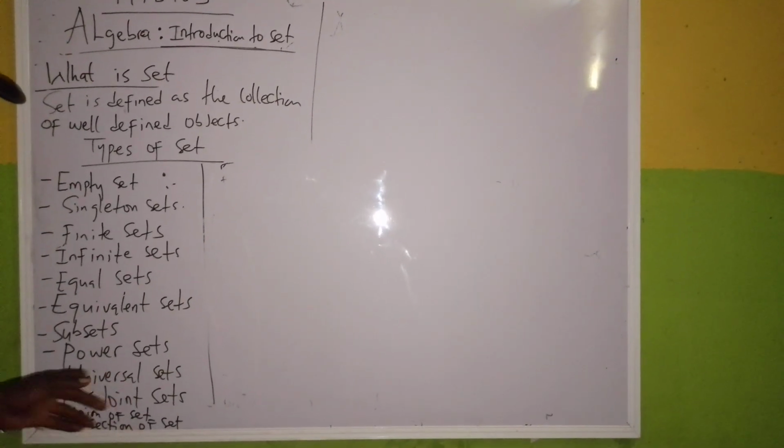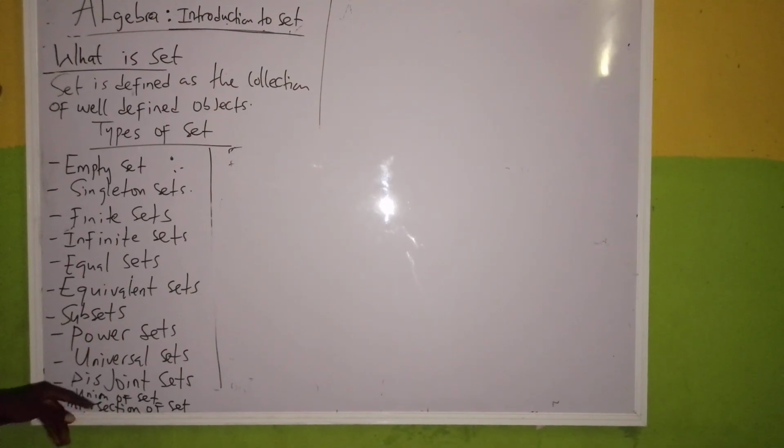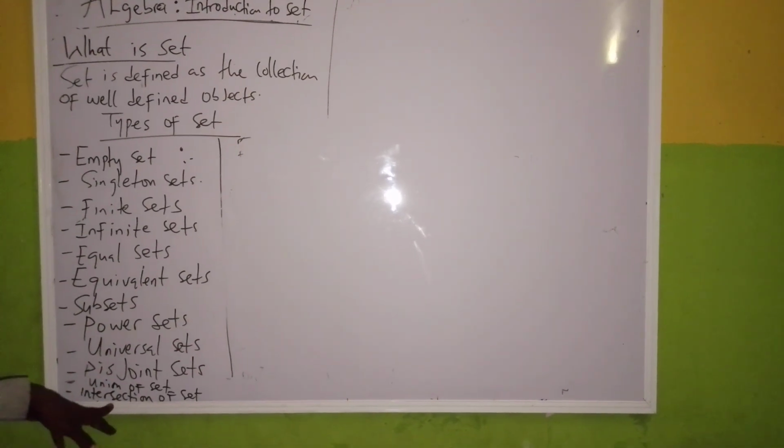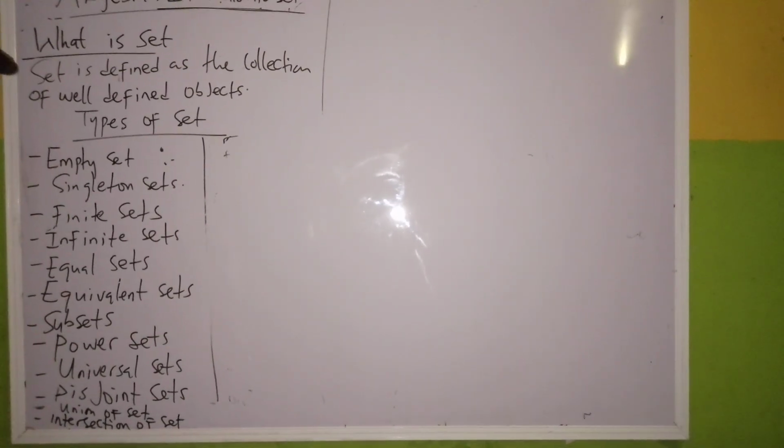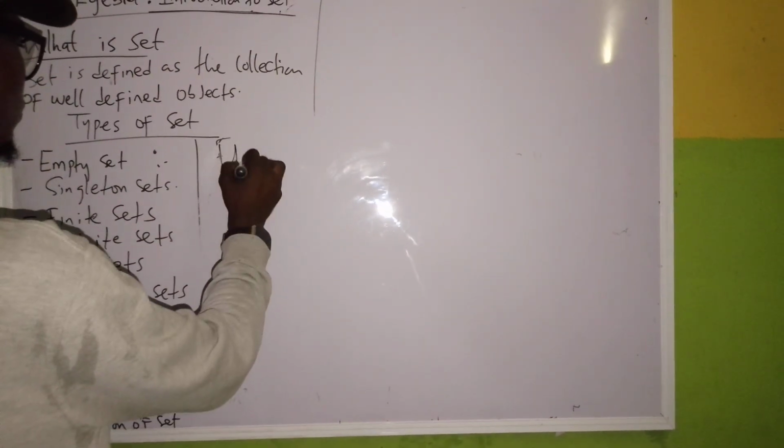Alright, so we are going to be doing power sets. Or before we do power set, let's jump to union and intersection, so it can save us time. Or universal set, precisely. Let me start with universal set.